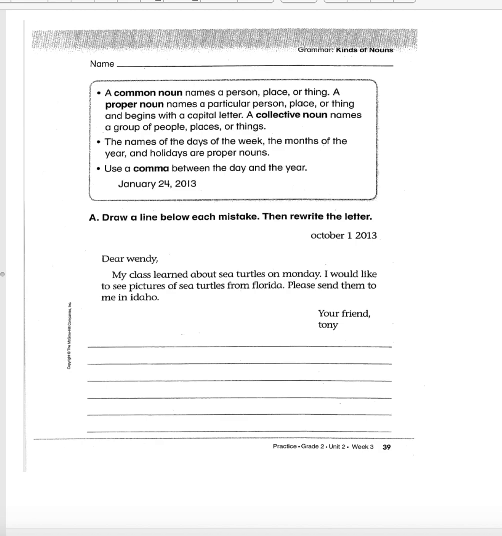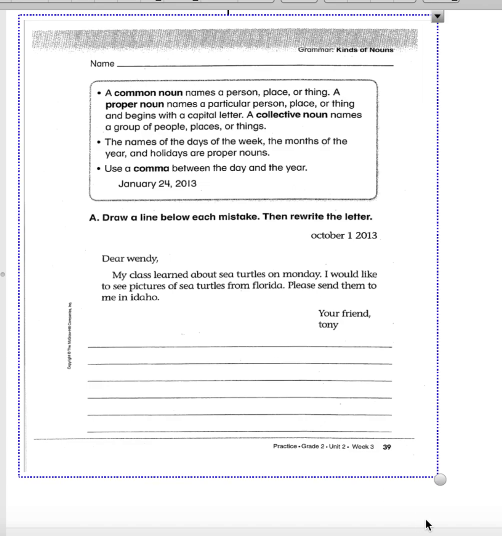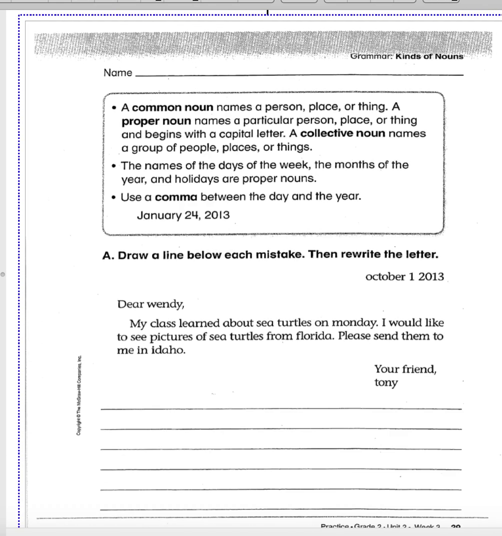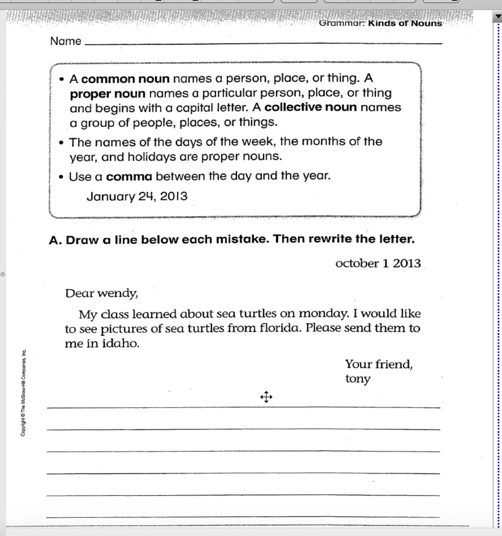Hi, boys and girls. Today we're going to work on grammar page 39, kinds of nouns. And we are going to practice editing the mistakes and rewriting the letter that we see. We, of course, want to start with our name at the top. So take a moment to write your name at the top of your paper.